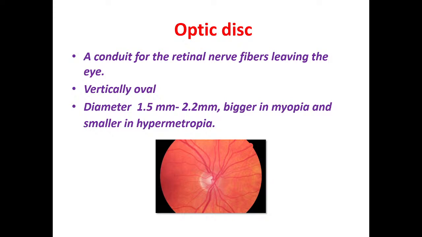I told you in the beginning, what is the optic disc? Optic disc is nothing but a conduit for the retinal nerve fibers which are leaving the eye. All the nerve fibers, the nerve fiber layer of the retina, the axons of ganglion cells which are leaving the eyeball through this conduit in the sclera is called the optic disc, which we examine in glaucoma.